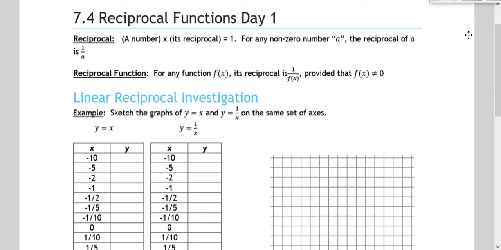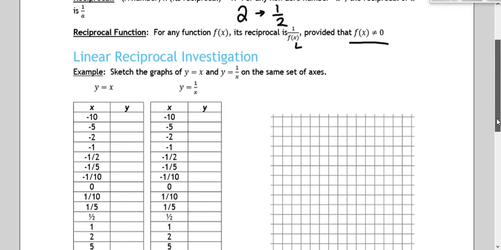This is 7.4 reciprocal functions, day 1. In this one, we are going to focus on linear reciprocals. So a reciprocal is a number multiplied by its reciprocal. If we remember that, if we had 2, its reciprocal was 1/2. So we are going to deal with that now in functions, as long as the function does not equal 0 in the denominator, because that would mean our function is undefined.